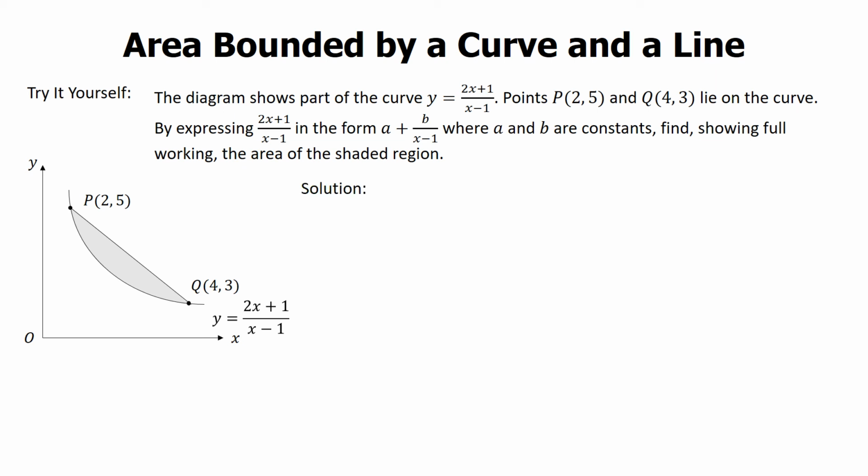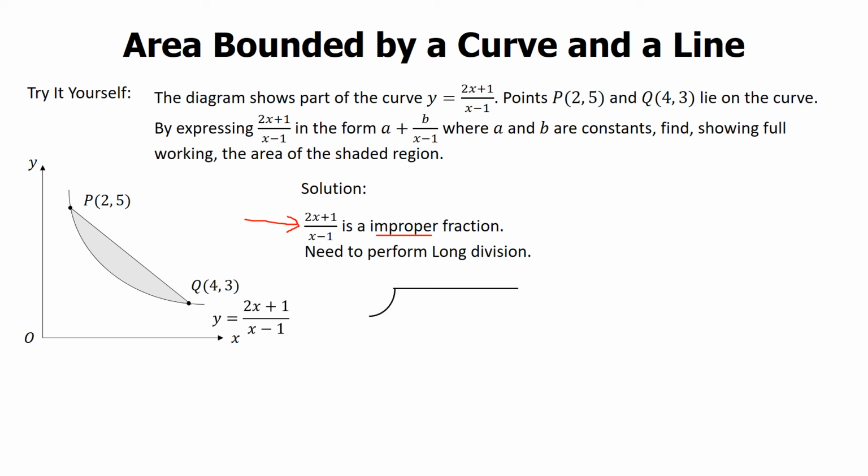Here is the solution. So from this diagram, given that (2x + 1)/(x - 1) is an improper fraction, I hope that you still remember how to determine if this fraction is an improper fraction or a proper fraction. So since this is an improper fraction, we need to perform long division.